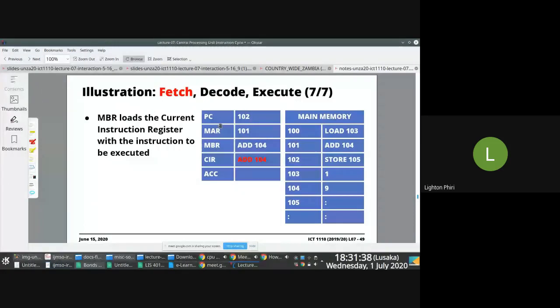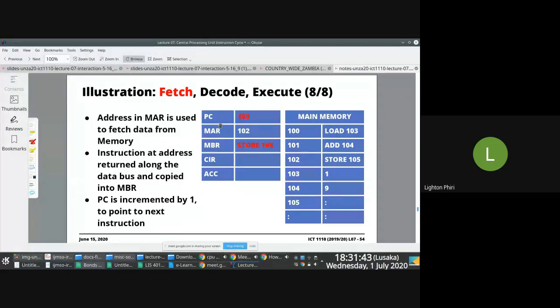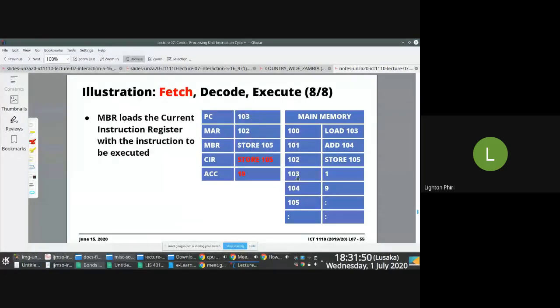MR gets a copy from what was previously in the PC. MBR has a copy of the actual instruction being pointed to by the address stored in the MR. The current instruction register has the actual instruction that is being executed at that point in time. The accumulator has partial results or temporal results of the execution by the ALU.